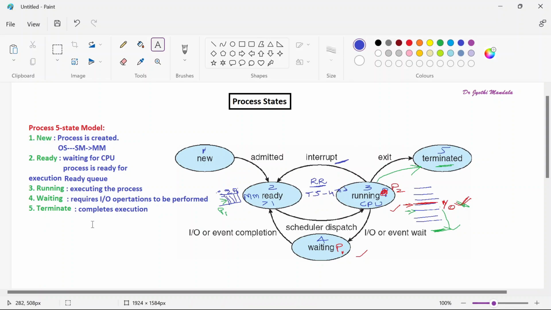So this reflects, from its birth till its termination, what all the phases the process has to go through. Remember one point here: it is not mandatory that all the processes go through the waiting state. It depends upon the requirement.